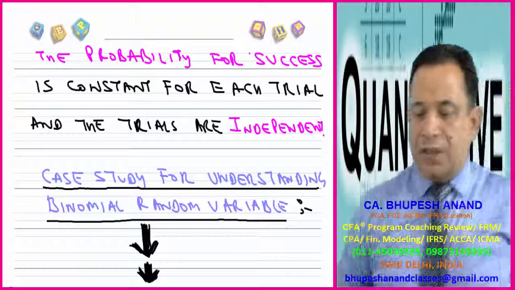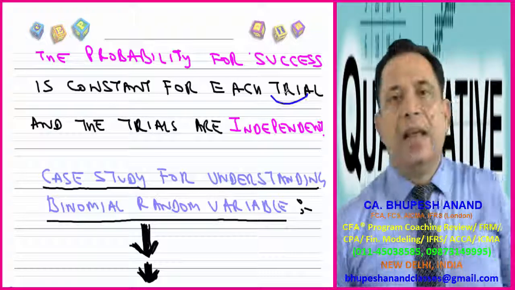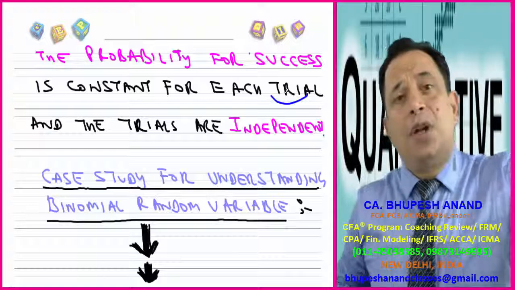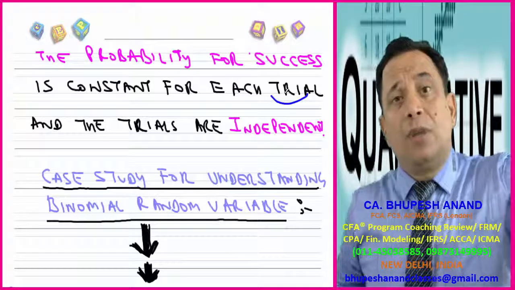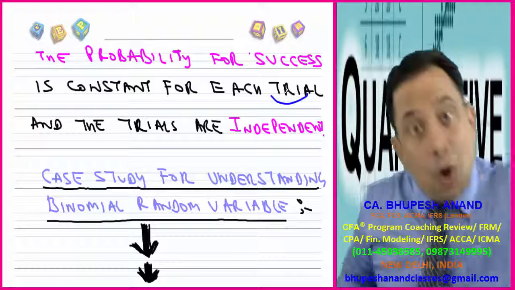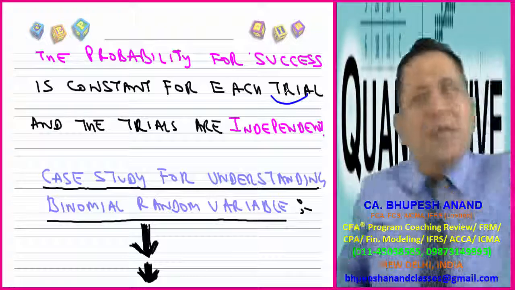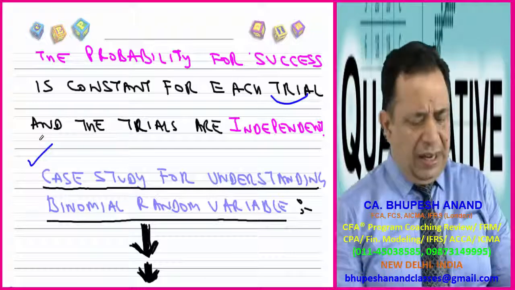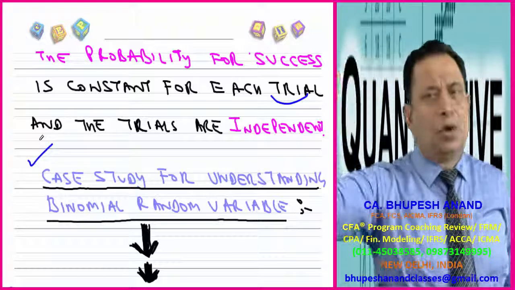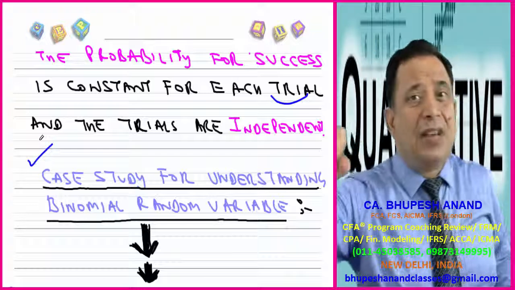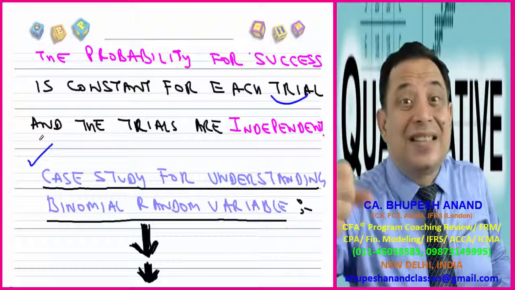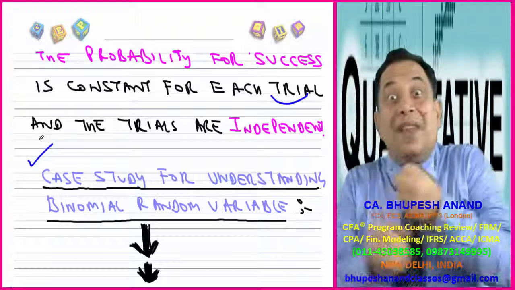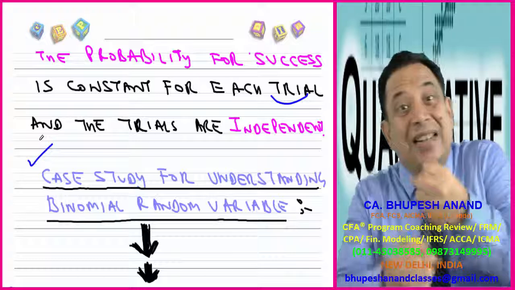The probability of success is constant for each trial. It means we will have many trials, and in all the trials, because there are only two outcomes, the probability of one outcome will be constant and independent of any other event. In case you are not getting anything, no point to worry. I will tell you with the help of a case study what a binomial distribution and binomial random variables mean.